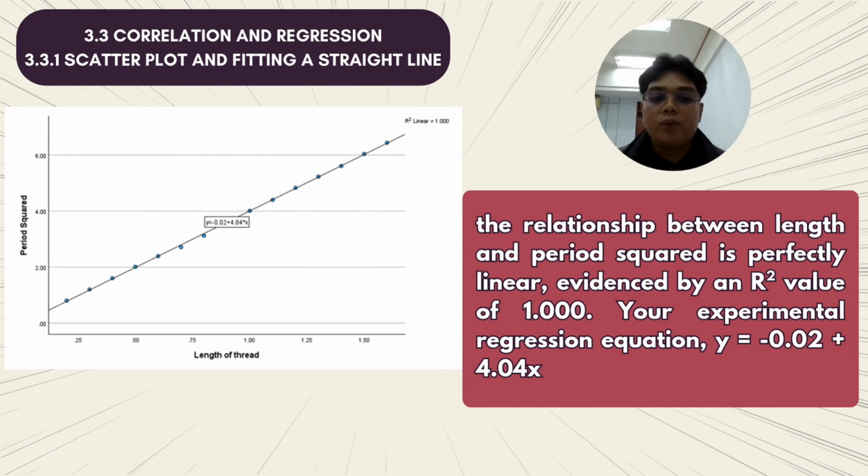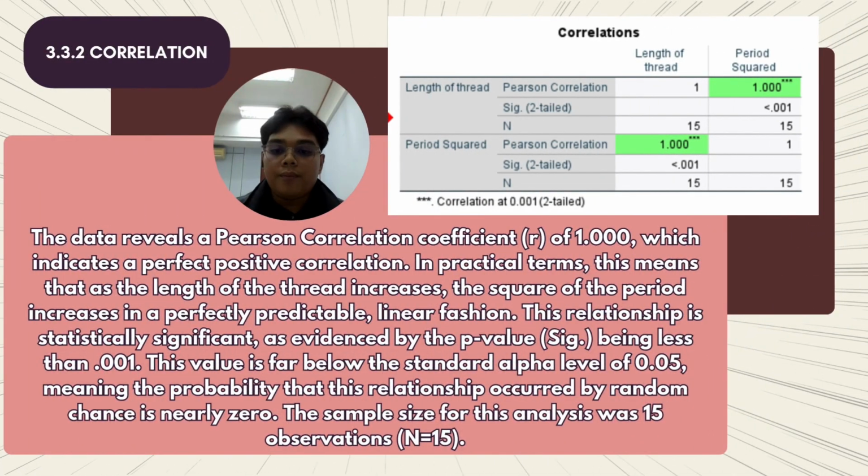The relationship between length and period squared is perfectly linear, evidenced by an R-square value of 1.000. The experimental regression equation is y equals negative 0.02 plus 4.04x. It reveals that the correlation coefficient is 1.000, which indicates a perfect positive correlation.